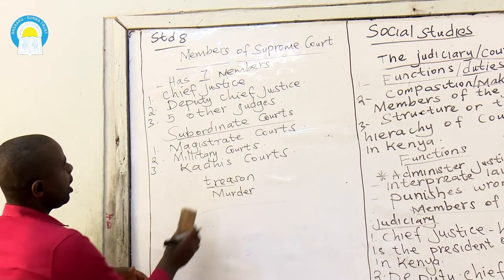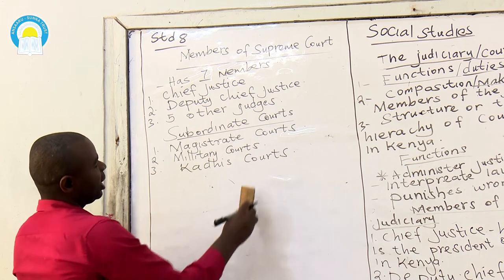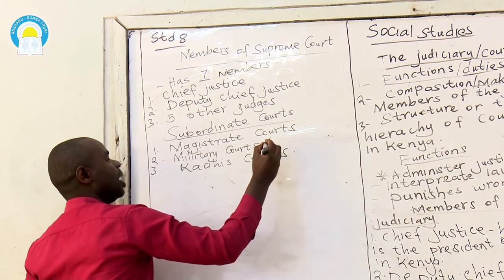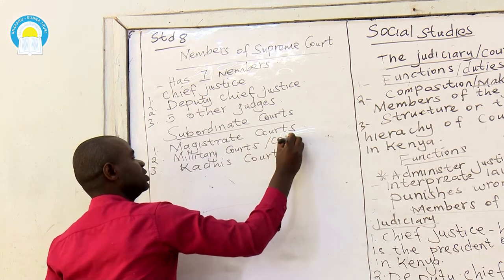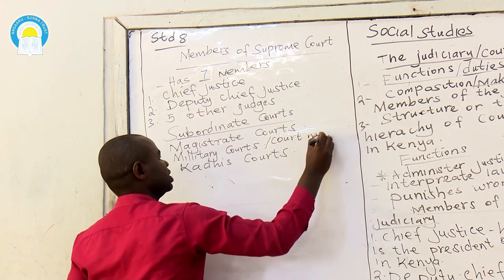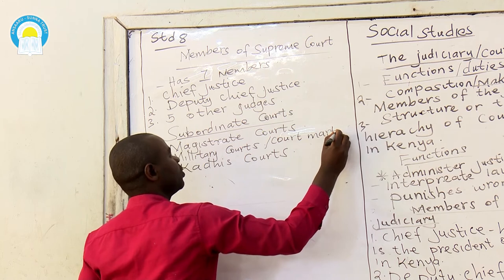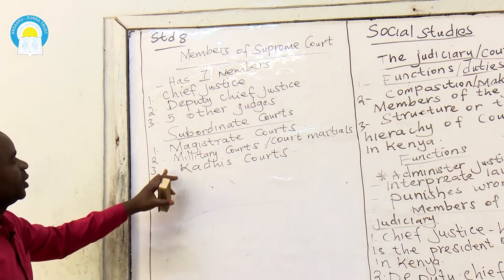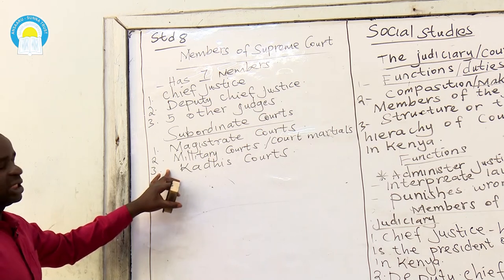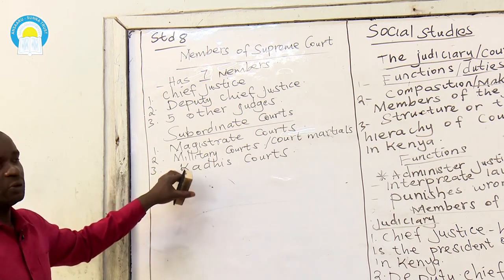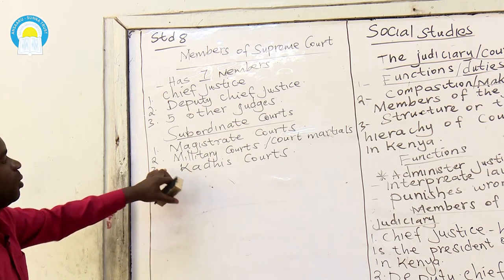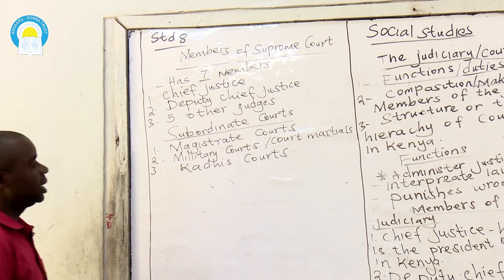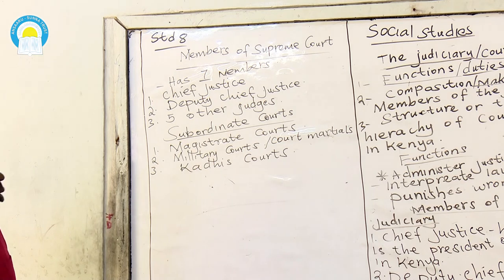Then we also have military courts. Under military courts, one, they are also called court-martials. Why are they called military courts? Because they deal with cases involving mostly people of the Kenya Defense Forces or the military. People who work in the military, their cases are mainly dealt with by the military courts or court martials.